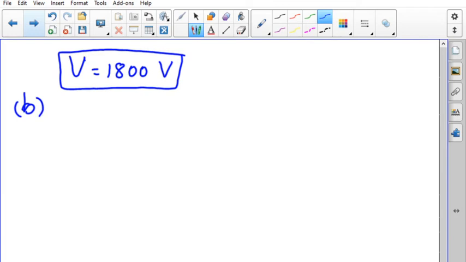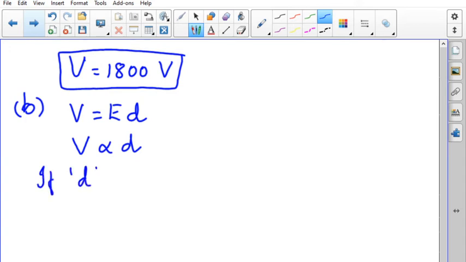And in the same question, the second one is, if the gap is increased, does the potential difference increase, decrease or remain the same? So from this previous expression, V is equal to ED. For a given electric field, V is proportional to D. So if the distance increases, definitely V also increases.